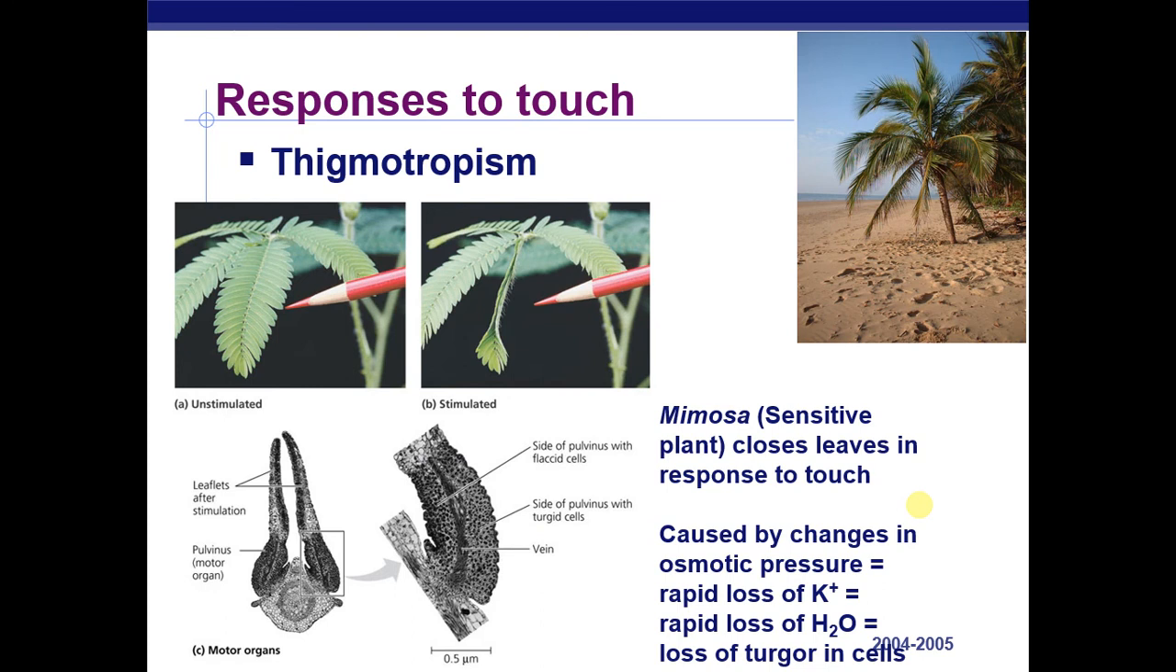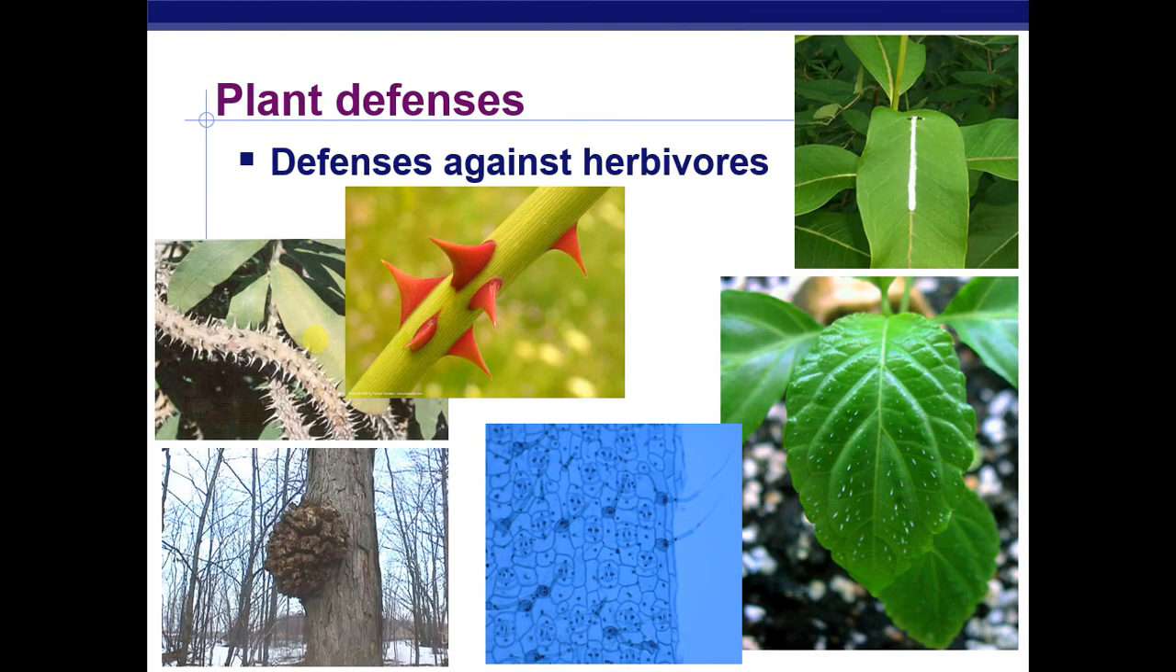Some plants respond to touch, which is called thigmotropism. For example, if you've ever seen the mimosa plant, it's very sensitive to touch and its leaves will scrunch up when touched. And that's caused by a rapid loss of water and potassium. And then lastly, plants have a number of defenses against herbivores and other predators, like thorns or toxic chemicals or unpleasant substances that they secrete to defend themselves.